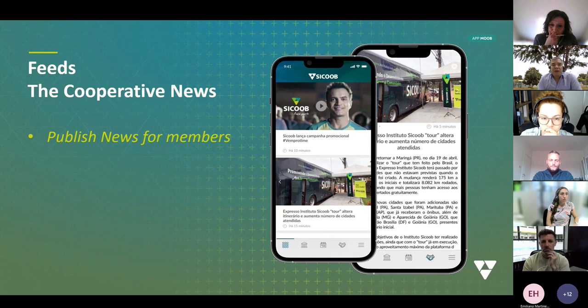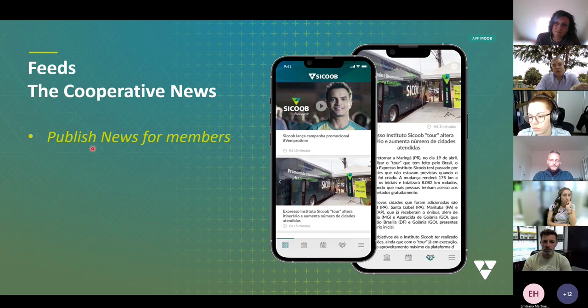The first section here is the feed section. It is the space where the credit union can publish some news for members. So the credit union can publish news about different subjects, providing exclusive and fast communication. In this screen, we have two news, one about a promotional campaign and another about the Sicoob Institution Tour. Using the feeds, we can ensure that our members are always informed and aware of the latest credit union news.